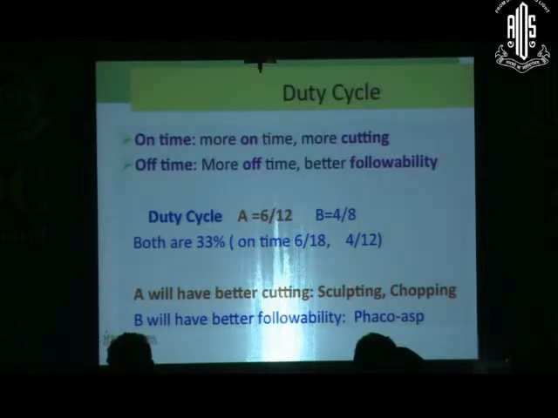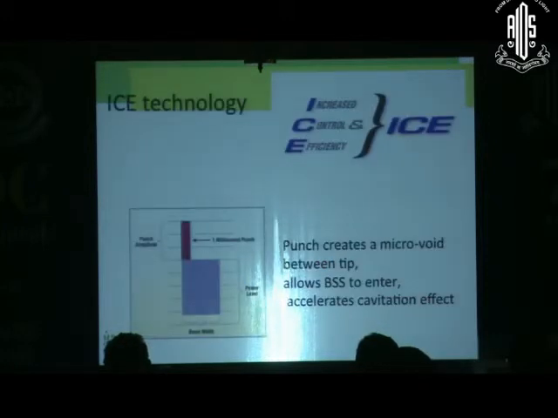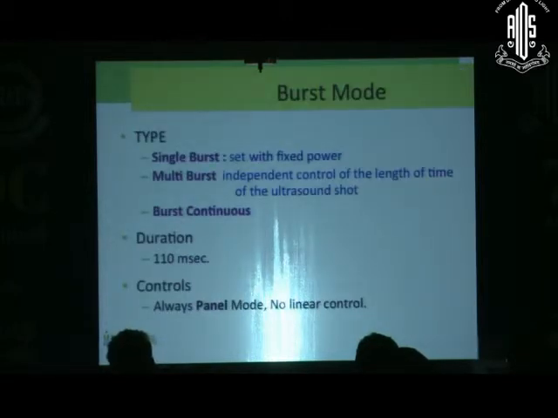So it can be used for sculpting and chopping. And B, which is 4/8, which means 4 milliseconds on and 8 milliseconds off. There is more off time. So this will have a better followability, and it can be used in the phaco aspiration steps. This is another variant wherein an extra punch of pulse of power is added, which creates a microvoid and accelerates the cavitation effect that Dr. Saurabh had mentioned.